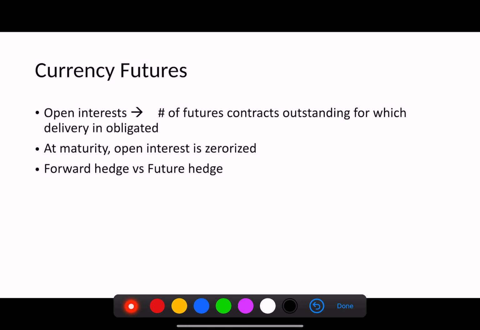The open interest is the number of futures contracts which are outstanding, and it goes to zero on the day of maturity.